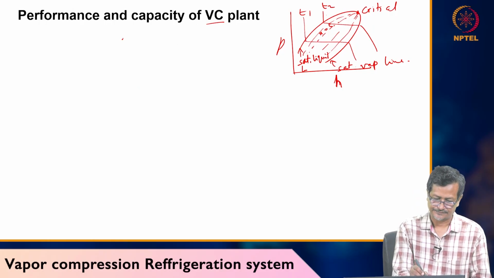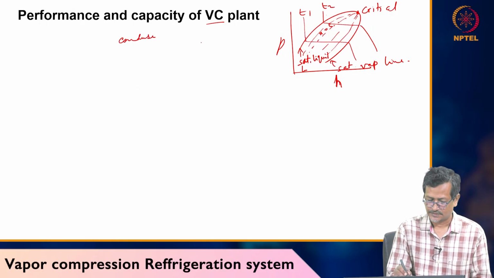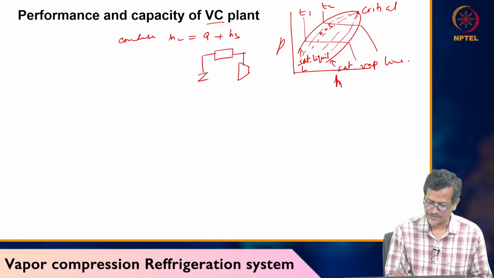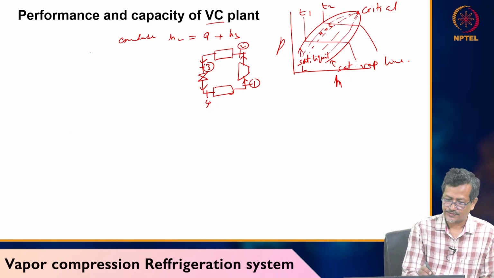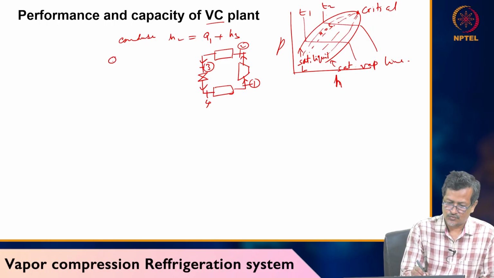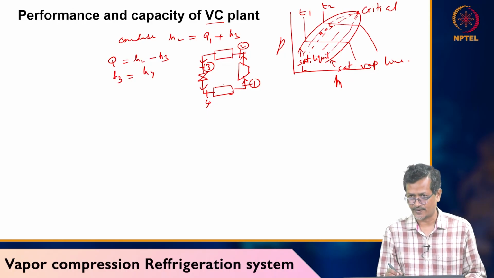Okay, so condenser: H2 equals Q1 plus H3. I have to draw this diagram, otherwise it will be very difficult to understand. This is condenser, this is your throttle valve, this is your evaporator, compressor is going like this, numbering like 2 1 4 3. So Q1 equals H2 minus H3, and H3 equals H4.